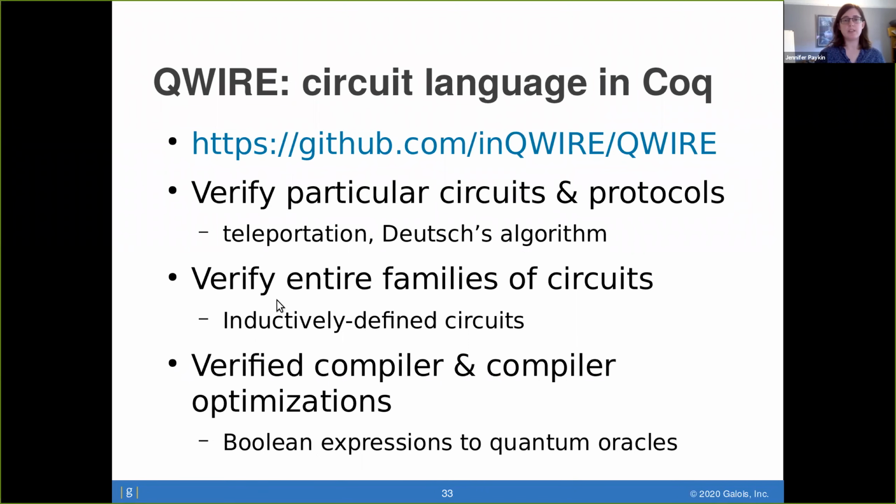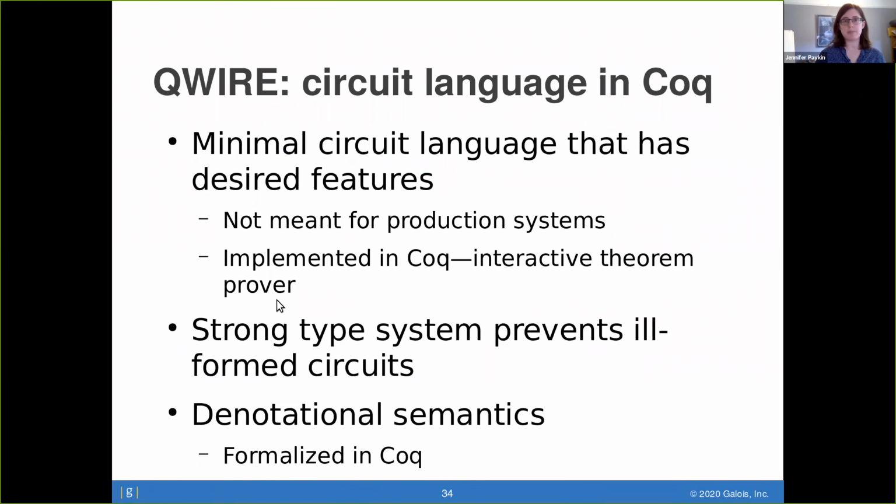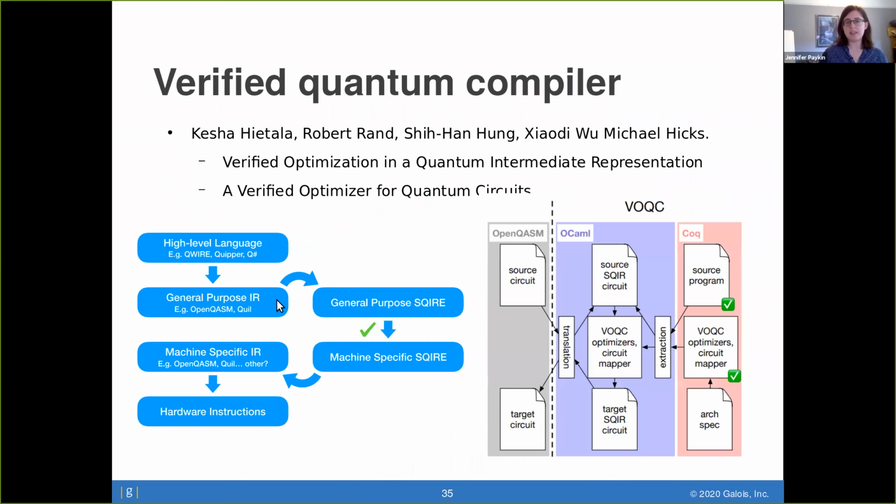So I will say, actually, I'm going to skip ahead a few slides. This idea of verified optimizations generalizes to a verified entire compiler stack. And this is work that I was not involved in, but that was done by my collaborator, Robert Rand, and a group that he worked with at the University of Maryland. He's been working with them for a few years.